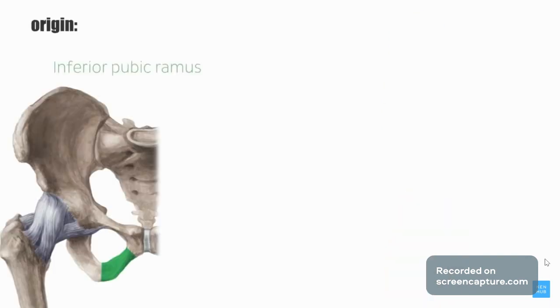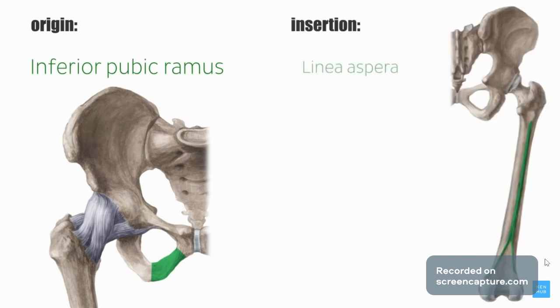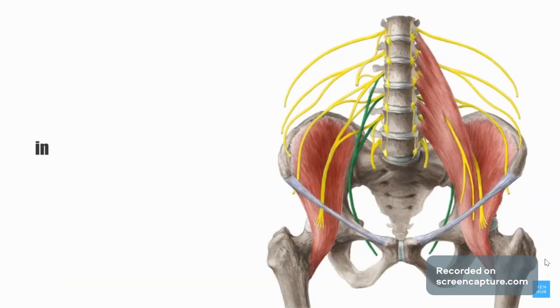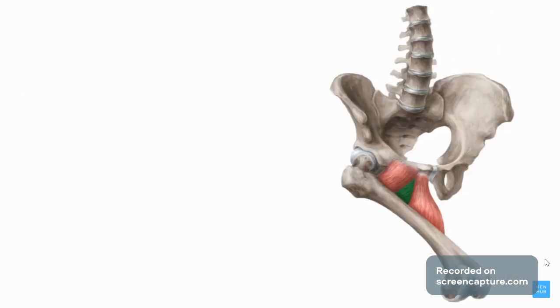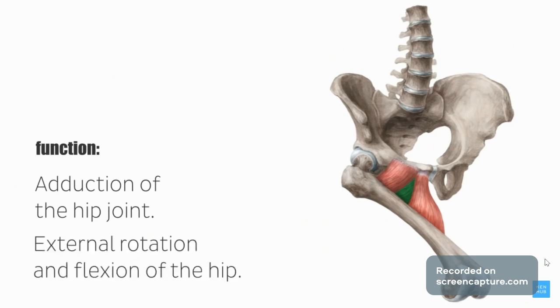The adductor brevis muscle originates at the inferior pubic ramus and inserts at the linea aspera. The innervation is supplied by the obturator nerve, which arises from the lumbar plexus and reaches the adductors through the obturator canal. As the name suggests, the main function of the hip adductors is the adduction of the hip joint. Furthermore, the adductor brevis supports the external rotation and flexion of the hip.